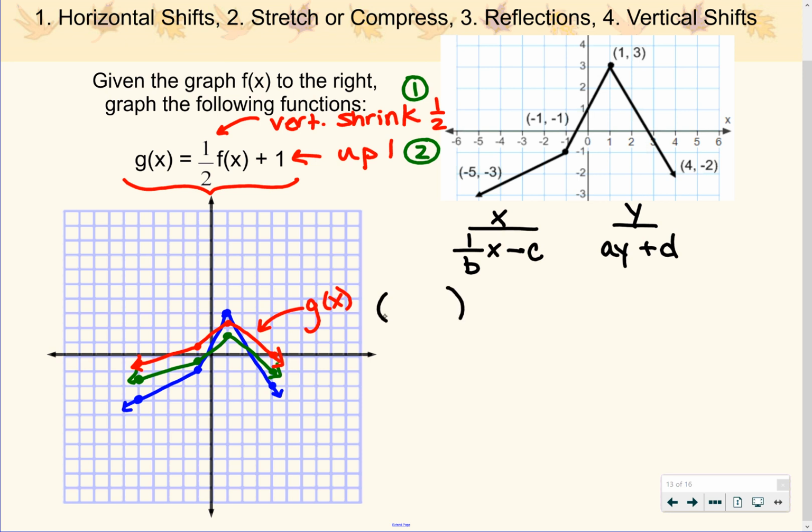Our 4 points: -5, -3, -1, -1, 1, 3, 4, -2.